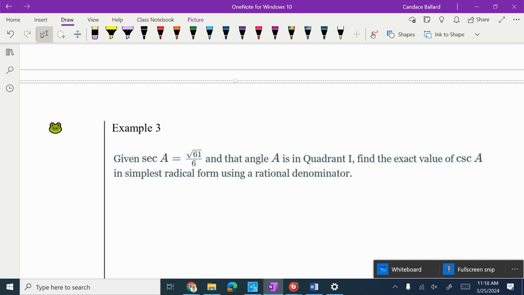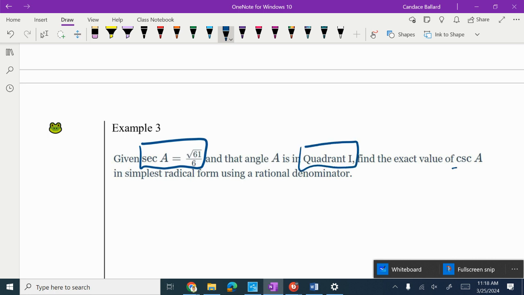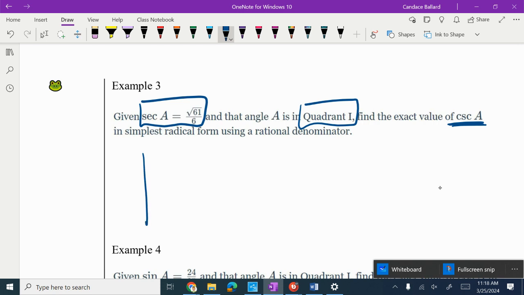So it's giving us a quadrant. It's giving us a measure. It's giving us one trig ratio, and we have to find another one. It's giving us this information and telling us it's in quadrant 1. We need to find the cosecant of it. So I'm going to draw a picture of quadrant 1, and I'm going to draw a triangle in quadrant 1.